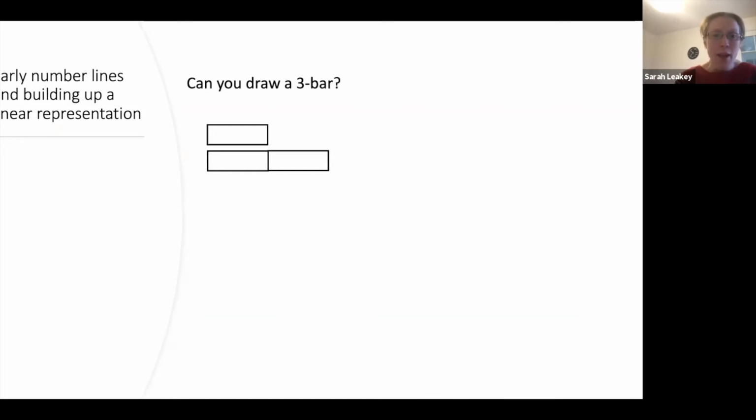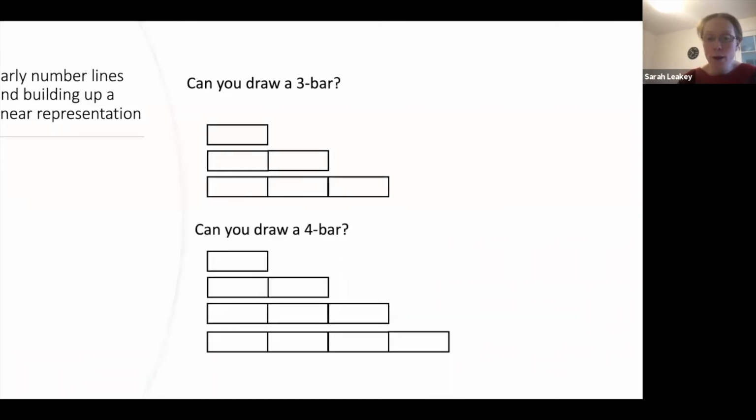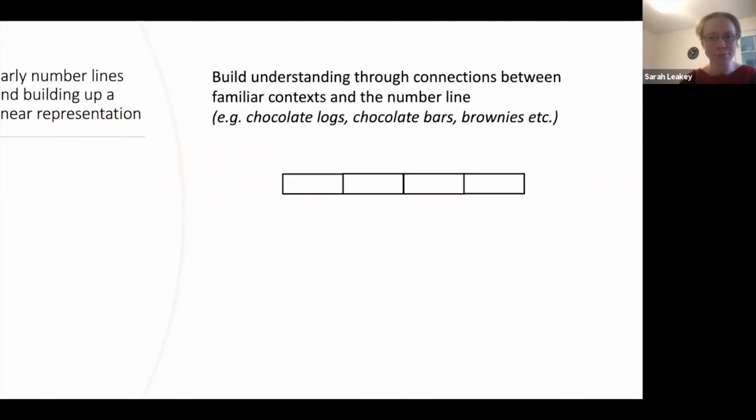So can they draw a 3 bar? And then can you draw a 4 bar? And then discussions like, what do you notice about the 4 bar, or how does the 4 bar connect to the other one? So pupils might say it's 4 lots of the 1 bar, or it's double the 2 bar, or it's a 3 bar and a 1 bar. So this is the beginning of composition and decomposition, but building our understanding of fractions. That's our goal here.